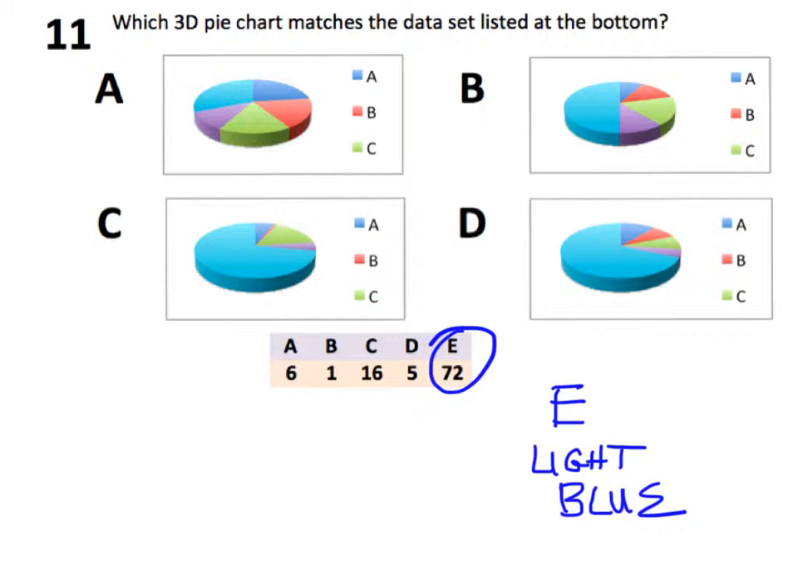But you have A. A is the dark blue. B is the red. Here's B. If B is the red, which is the only pie chart up here that could be the right answer? C.